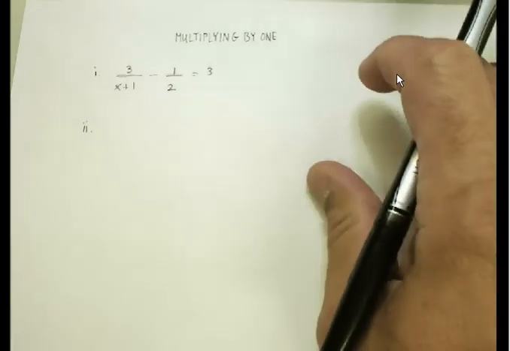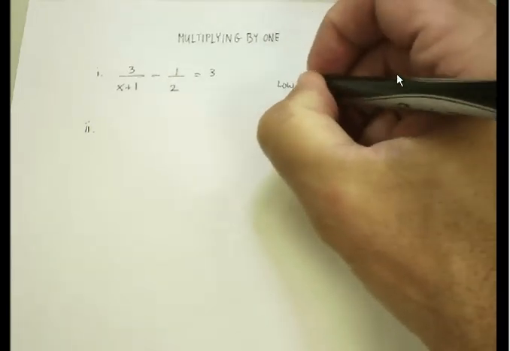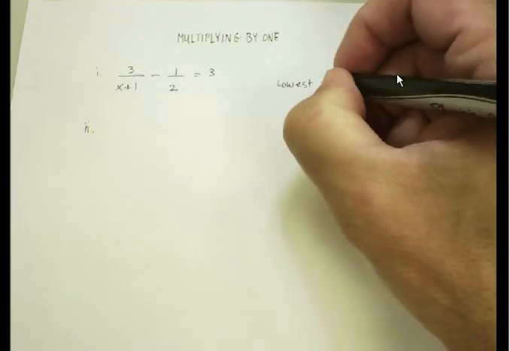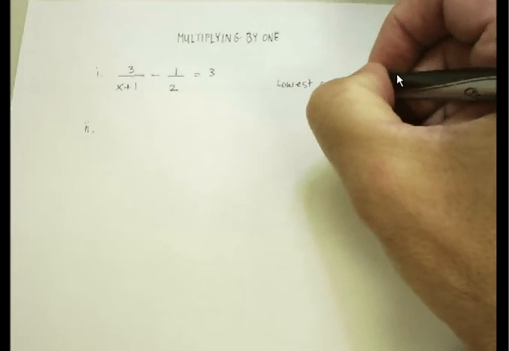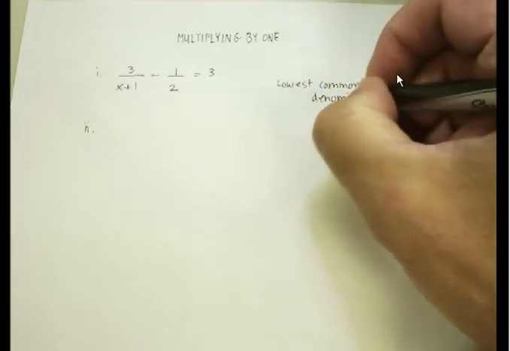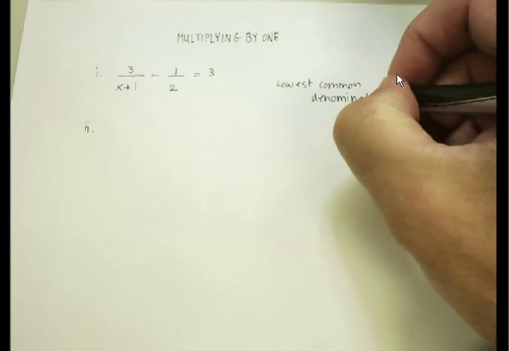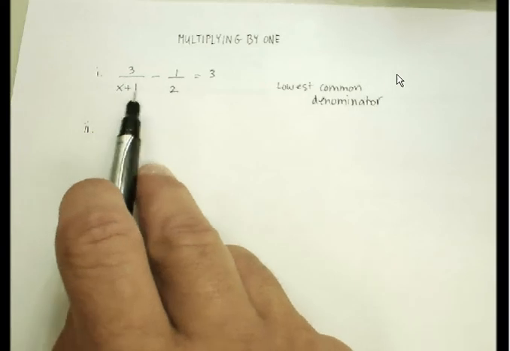So first thing you have to do is decide what the lowest common denominator is. Actually, it doesn't even have to be the lowest, it just has to be the common denominator. So let me just write that off to the side as a reminder. And if you look at that, you'll see that the lowest common denominator in this particular case is 2 times x plus 1.